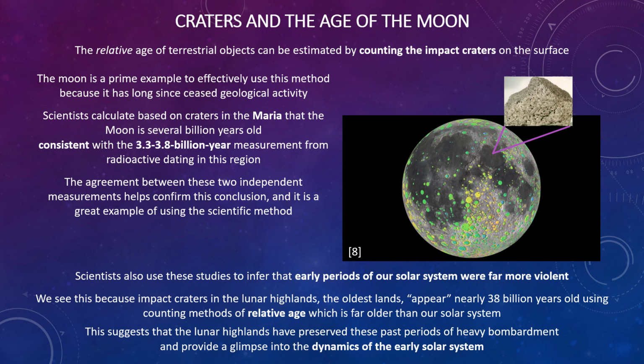Much of the impacting happened during a very short period, which makes sense with a very violent early solar system. I really want to stress that the moon is not 38 billion years old. It only appears this way when we use relative aging, when we estimate its relative age from impact craters.